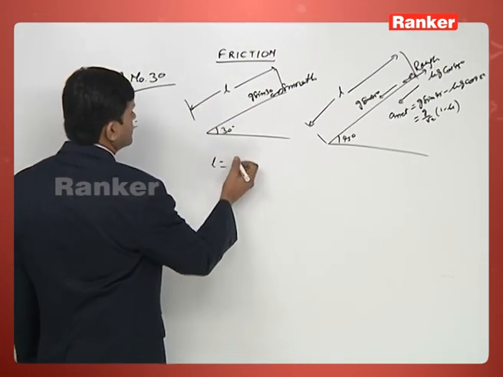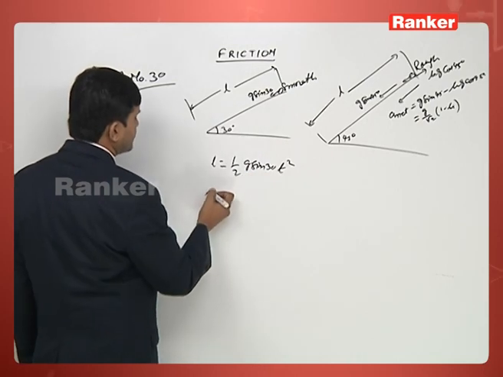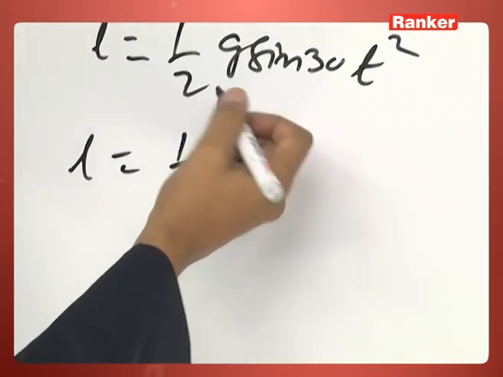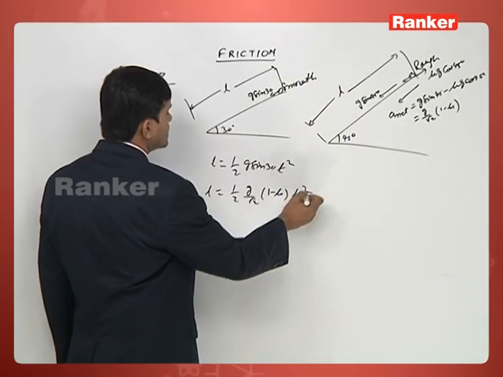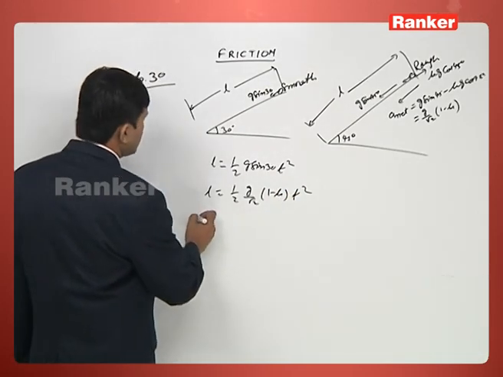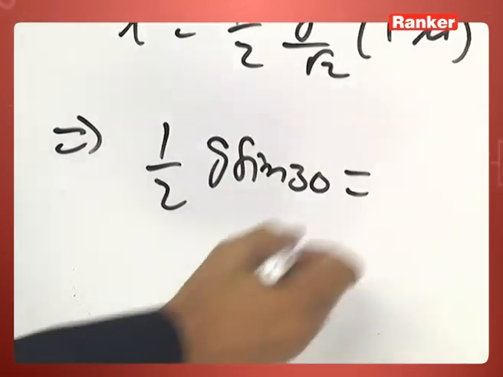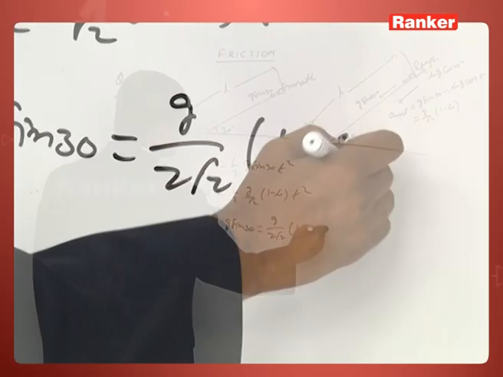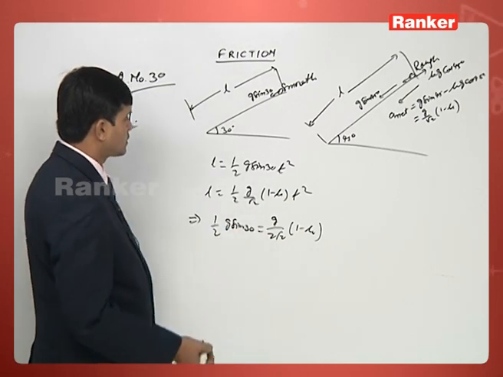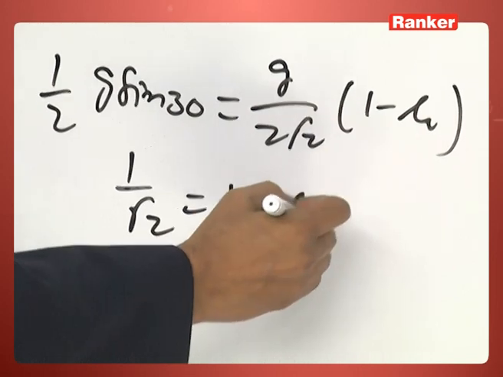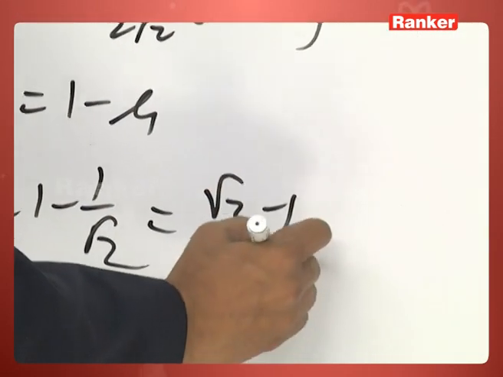So here L is equal to half g sin 30 into t square. Similarly for the other, L is half g by root 2 (1 minus mu) into t square, and both are the same, so we can equate. So we get 1 by 2 g sin 30 is equal to g by 2 root 2 (1 minus mu). So g by 2 and g by 2 cancel, 1 by 2 is 1 by root 2 ... so finally 1 by root 2 is 1 minus mu. So mu is equal to 1 minus 1 by root 2, which is root 2 minus 1 by root 2.